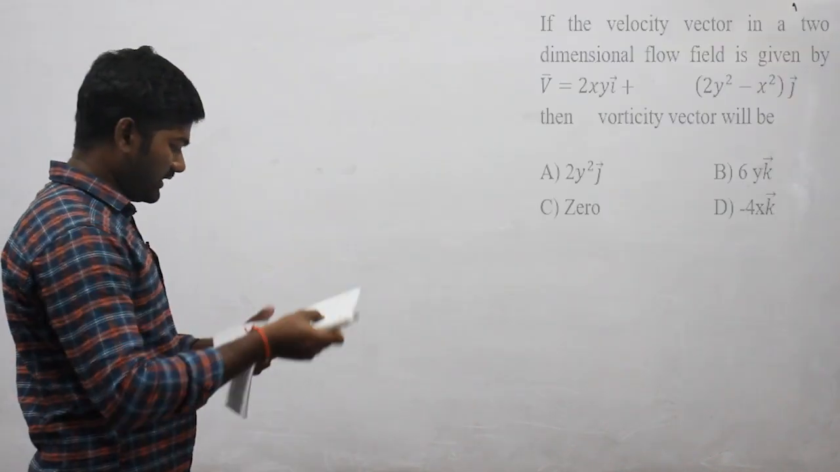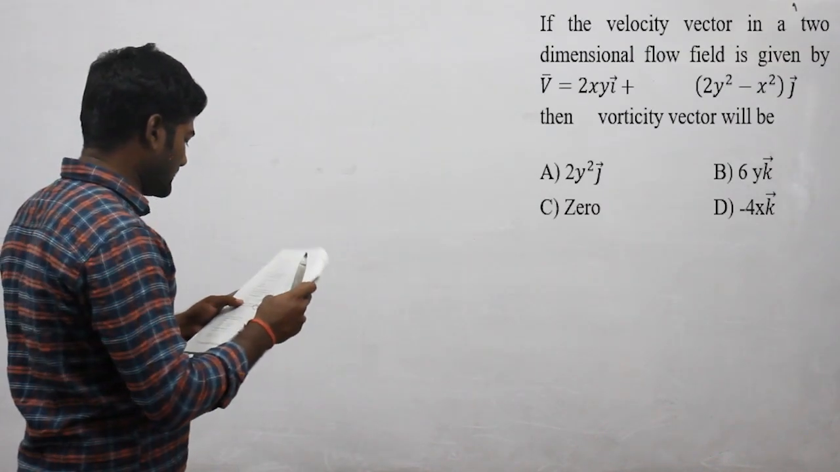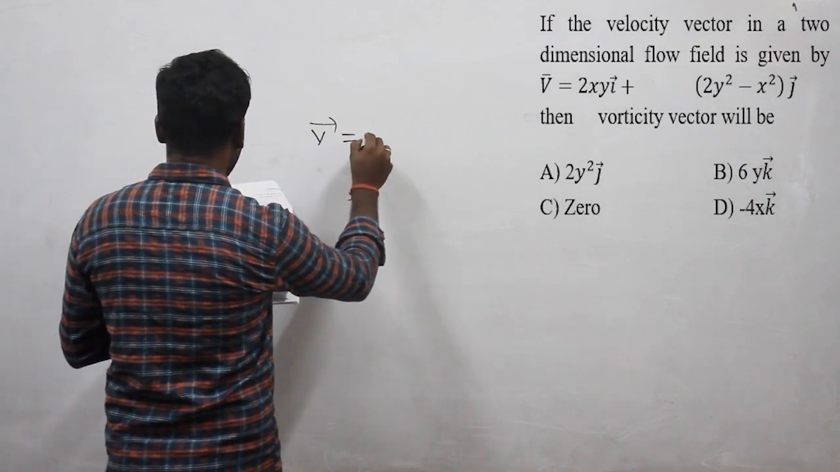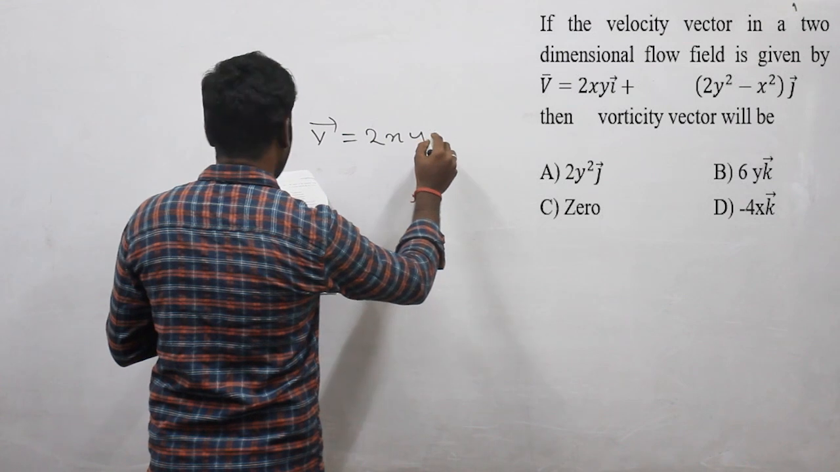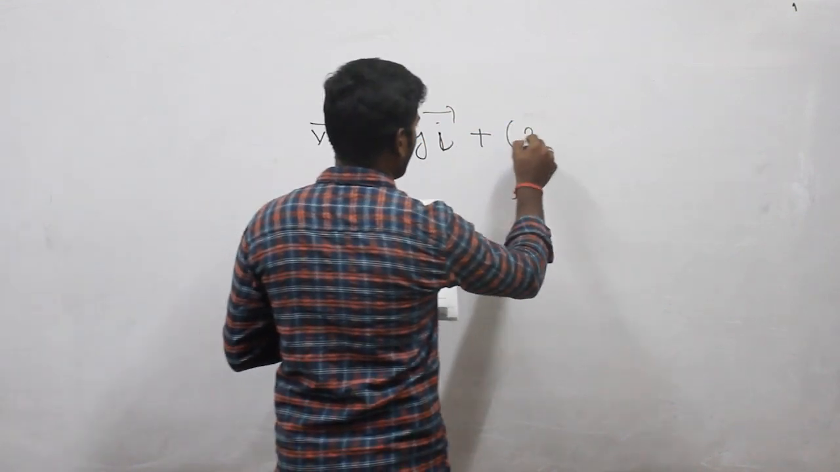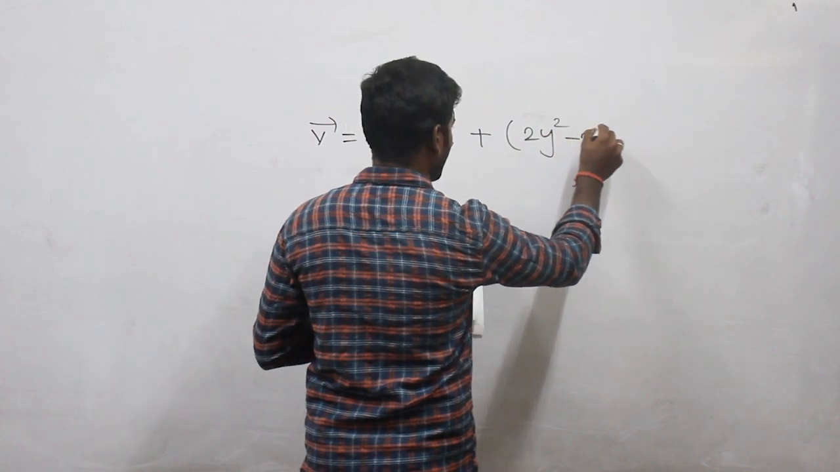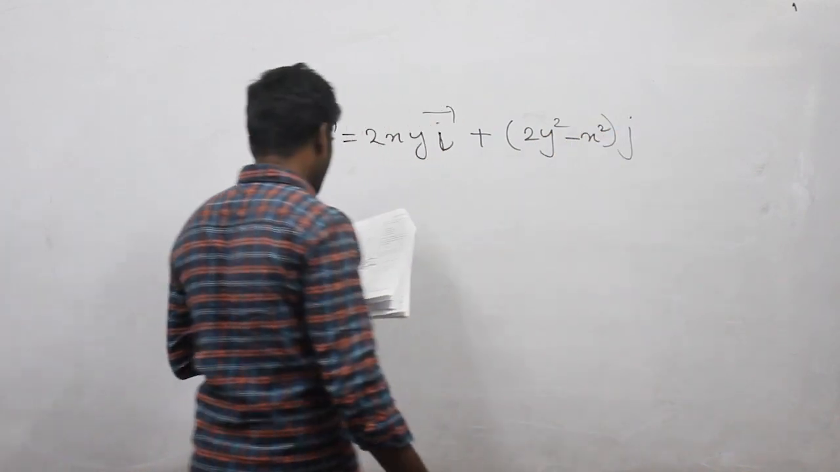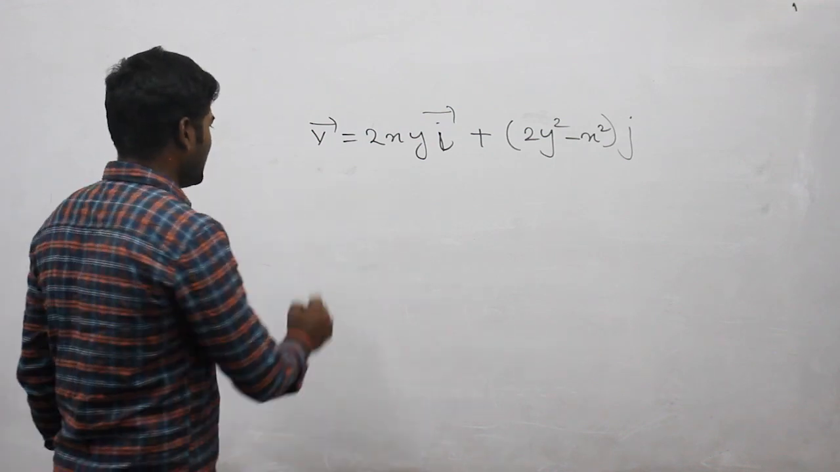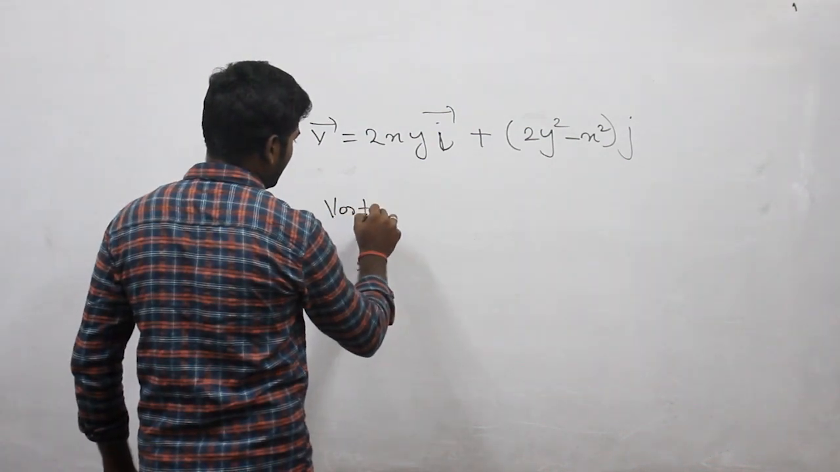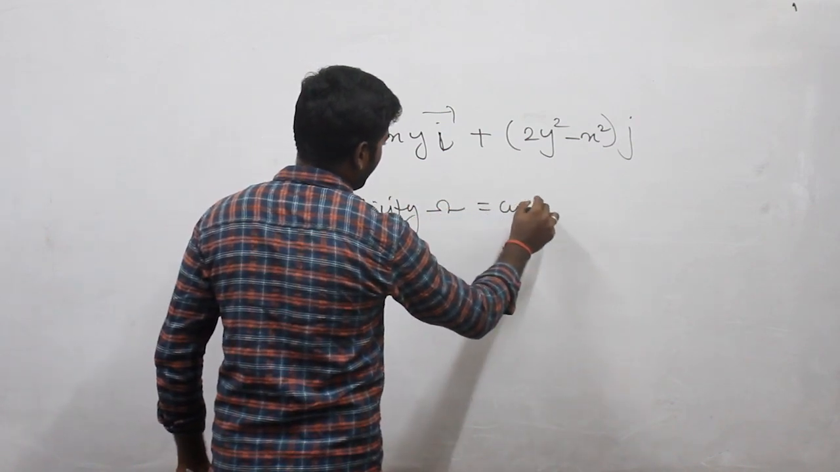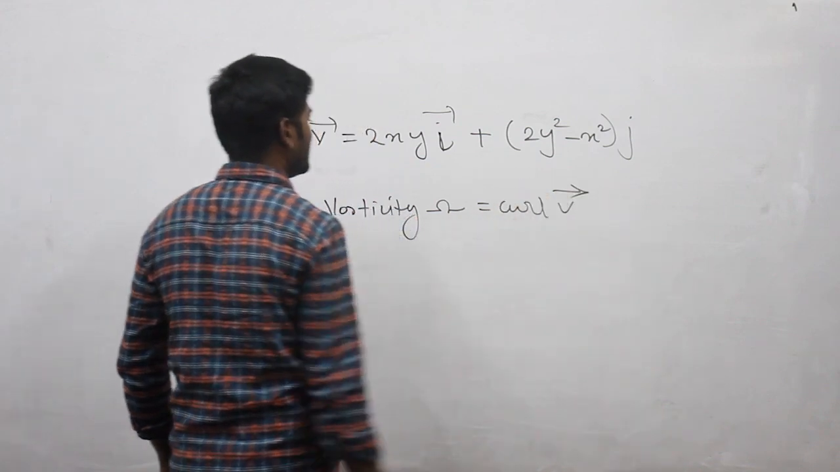Solution for 18th question. If the velocity vector in 2-dimensional flow field is v vector equal to 2xy i vector plus 2y square minus x square j vector, then vorticity vector will be, vorticity vector, that is curl of v vector.